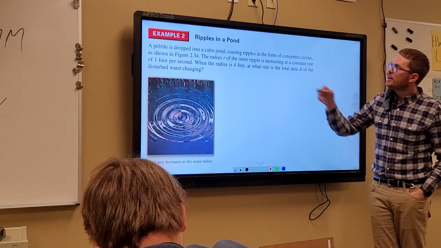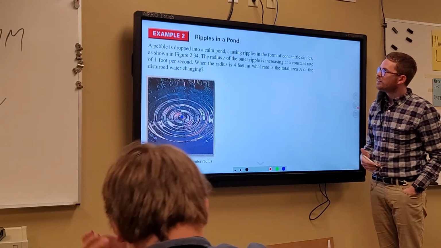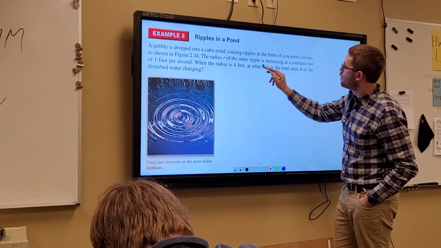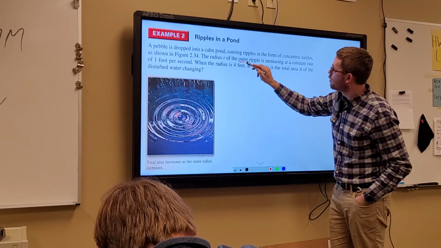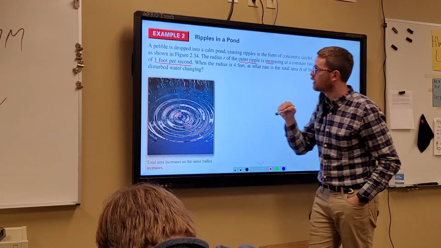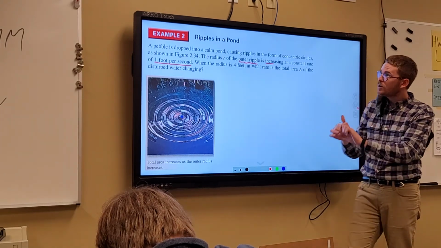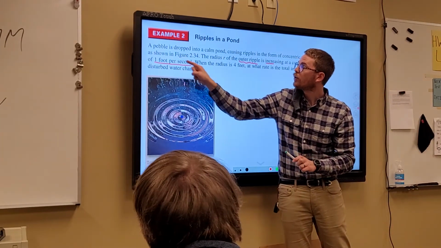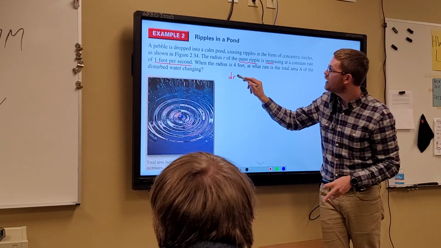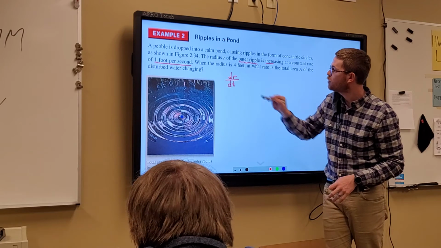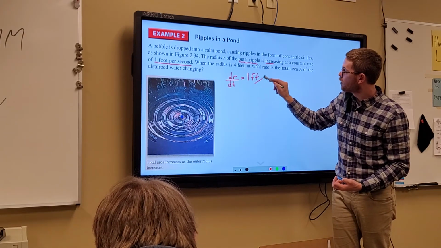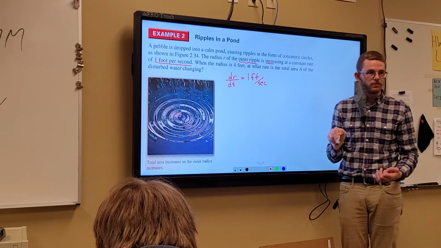It says the radius of the outer ripple is increasing at a constant rate of 1 foot per second. The outer ripple is increasing at a constant rate of 1 foot per second. So notice that it's changing per second. That is telling me that the radius is changing with respect to time at 1 foot per second.